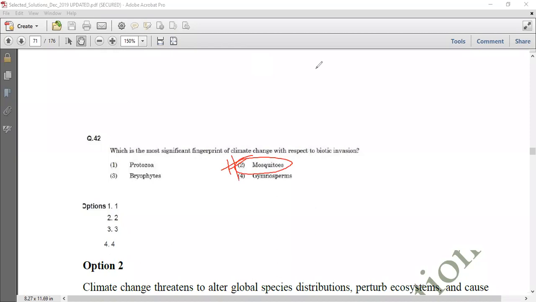Details have been given here. So question number 42 is second, which is mosquito. Is it clear to everyone? Anyone having any doubt, any candidate? Okay. Now let's move to the next question.